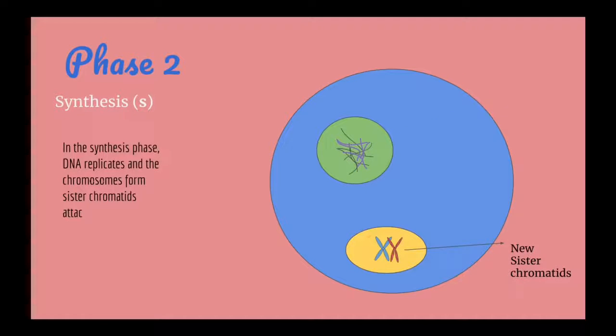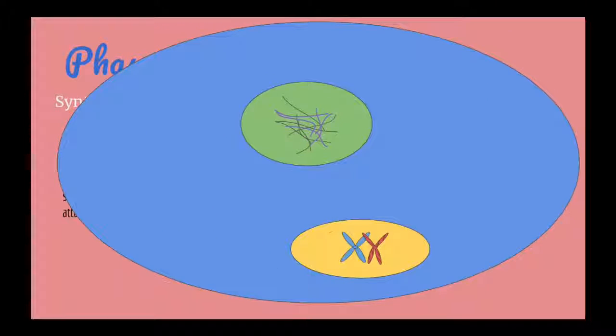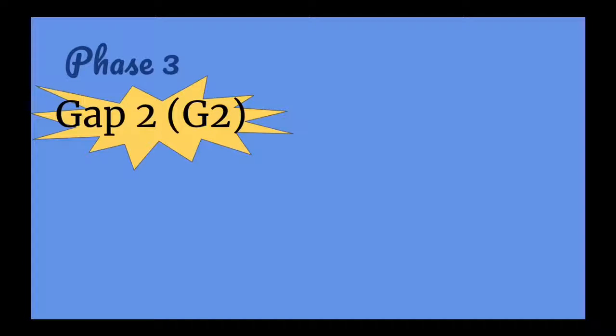By this point, the DNA replication process has finished, and that is when we move on to the last phase of interphase, also known as gap 2. The third and last phase of interphase is gap 2.